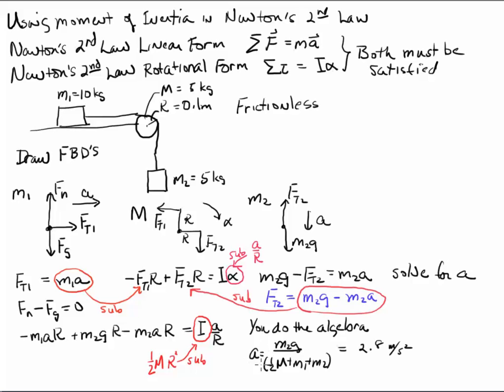You come out with a equal to the force of gravity on mass 2 divided by 1/2 the mass of the pulley plus M1 plus M2. And that comes out to be 2.8 meters per second squared. And that's the end of the module.